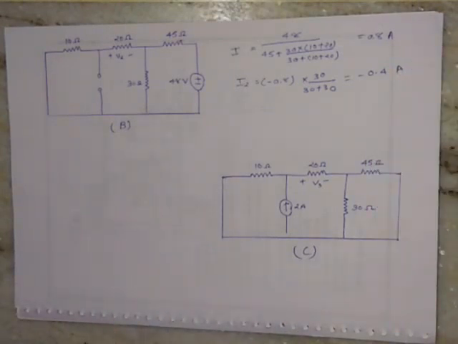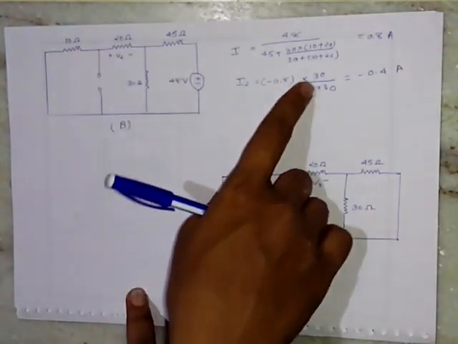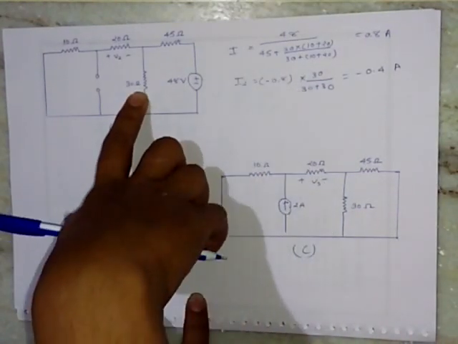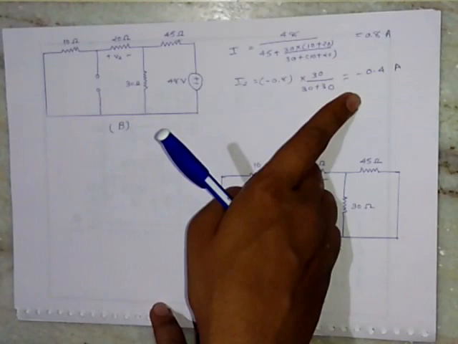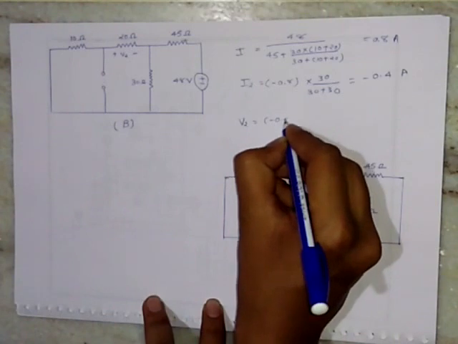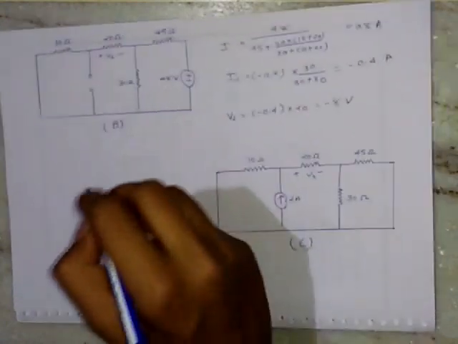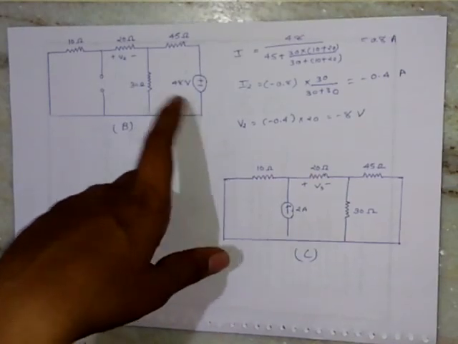Now the current through the 20 ohm is derived from the current division rule. We have to find the current through this path. Hence we have taken the opposite resistance, that is 30 ohm, plus the total resistance, that is 30 ohm plus 10 plus 20, which is equal to 30 ohm. That will be equal to minus 0.4 ampere. Now the voltage across the 20 ohm resistance will be equal to minus 0.4 multiplied by 20. That will be equal to minus 8 volt. That will be the voltage across the 20 ohm resistance due to the 48 volt supply.